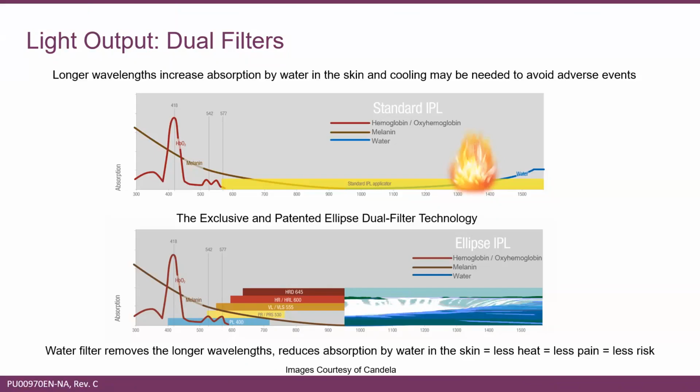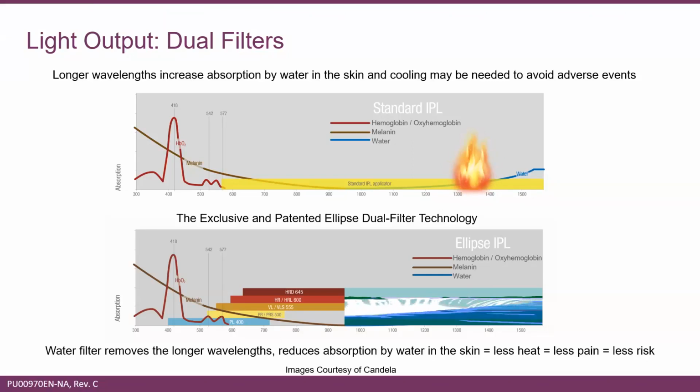What this means is that it's actually moving into the area where you start to heat up the water, or the chromophore becomes water. And this is the reason why a standard IPL handpiece needs to have very effective cooling. Even though we're heating up whatever our target might be, we're also heating up the water in the surrounding cells, which is why the overall area becomes very warm.